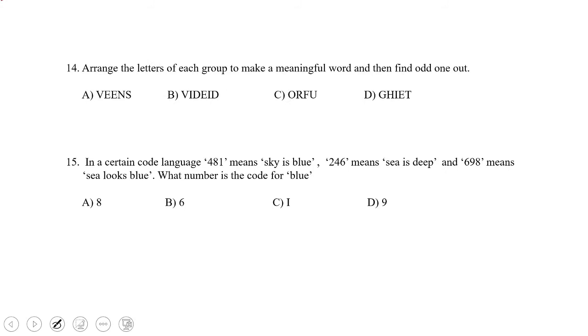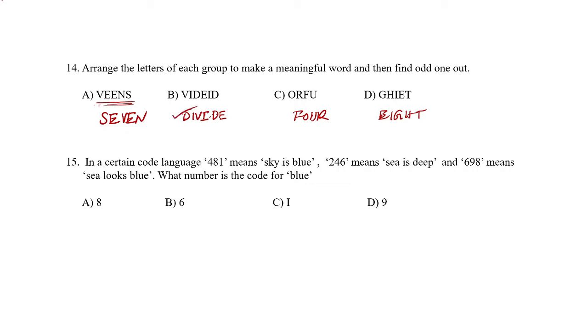Now see the 14th question. Arrange the letters of each group to make a meaningful word and then find the odd one out. First of all, arrange the letters of each and every group of letters. VENS. Here the meaningful word is 7. Option B, divide. And option C, 4. Option D, 8. Now observe these 4 options: 7, divide, 4, 8. Except option B, the remaining are numbers. So the answer is option B.